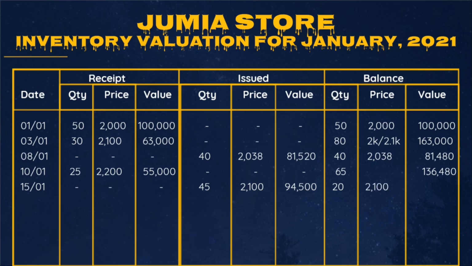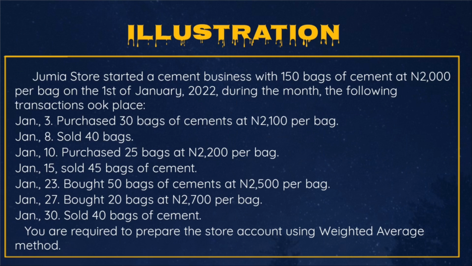Why the value will be 136,480 minus 94,500. That is going to give us 41,980. Then the next entry, which is January 23, bought 25 bags of cement at 2,500 naira per bag.